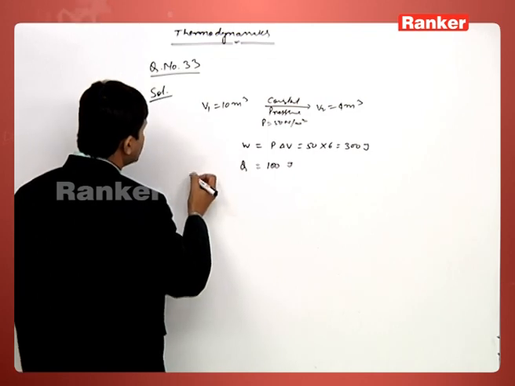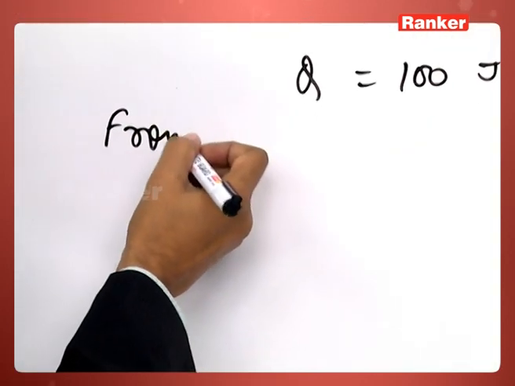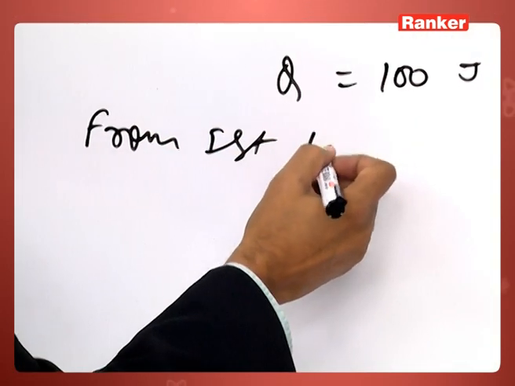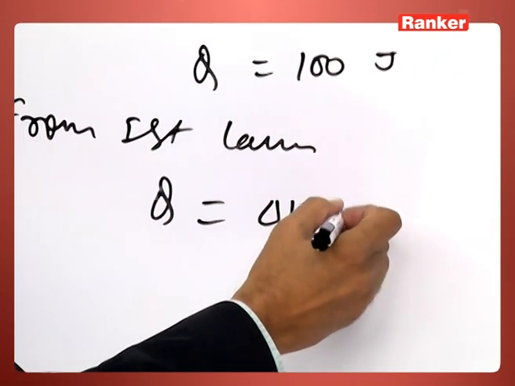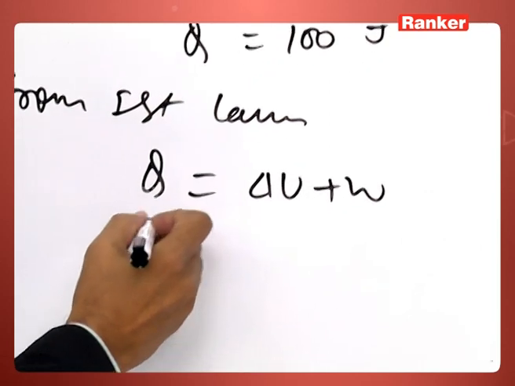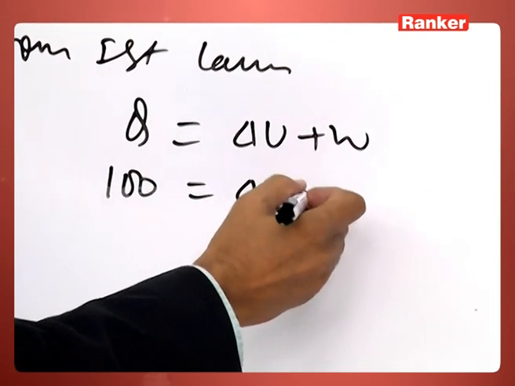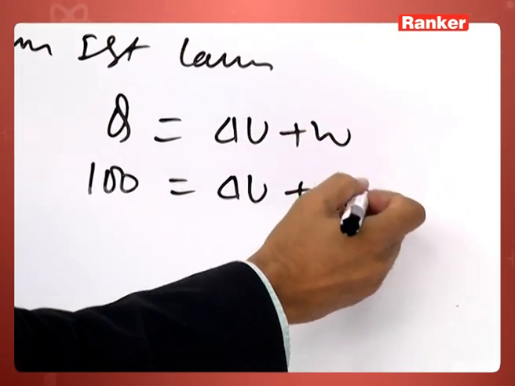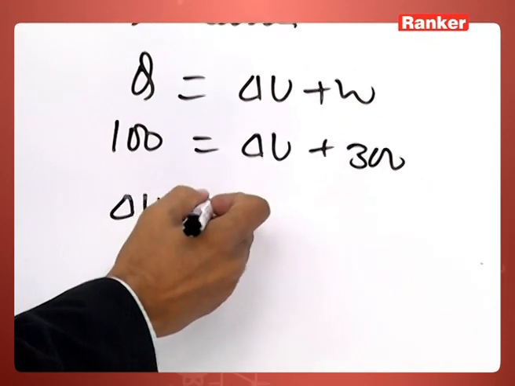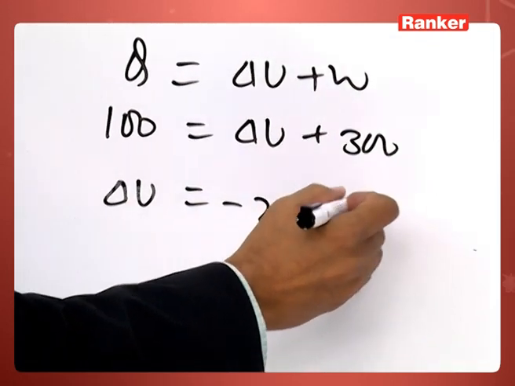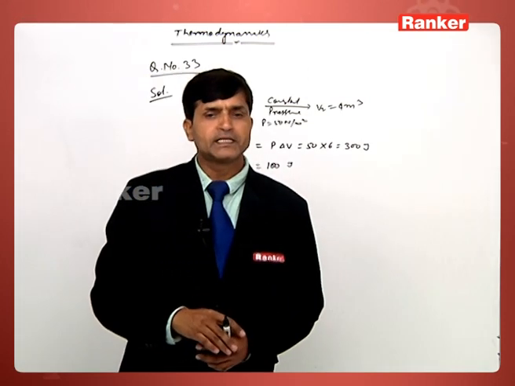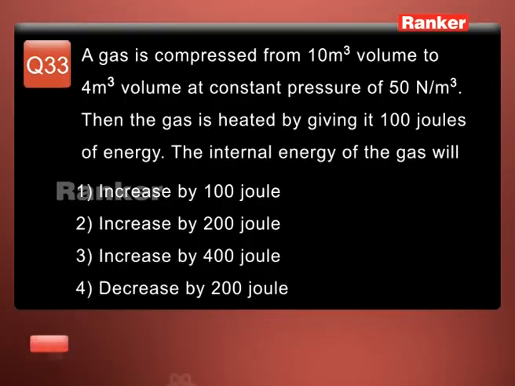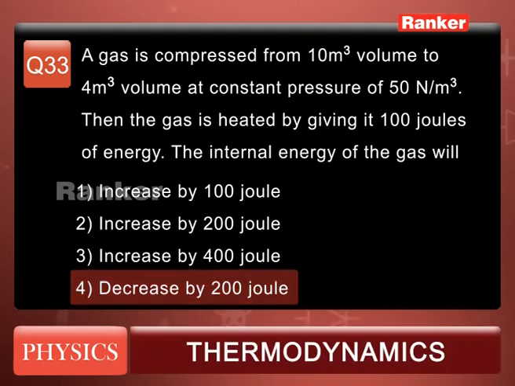From the first law of thermodynamics, Q is equal to delta U plus W. Q is 100, delta U plus W is 300. So delta U is minus 200 joule. It means 200 joule of internal energy has been decreased. So option number 4 is the correct option.